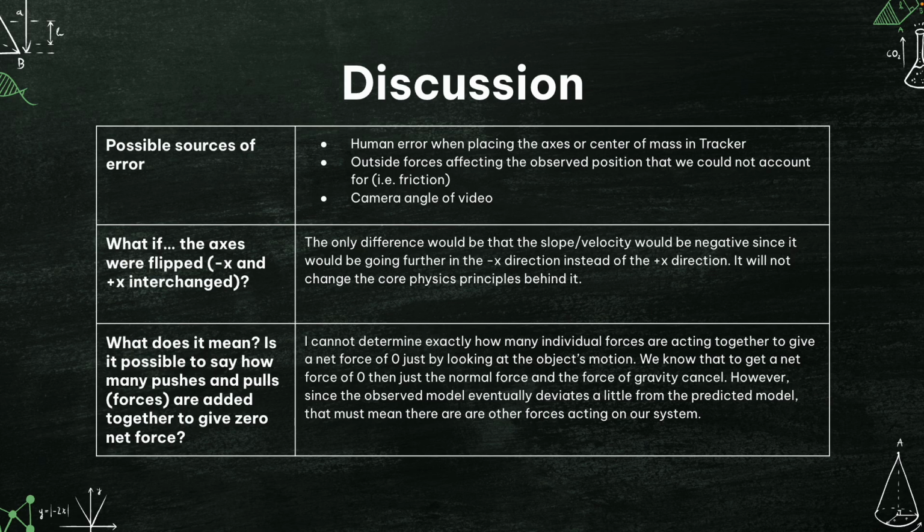And is it possible to say how many pushes and pulls are added together to give the 0 net force? I cannot determine exactly how many individual forces are acting together to give a net force of 0 just by looking at the object's motion. We know that if no other forces were acting on it, then the normal force and the force of gravity would cancel out to give us a net force of 0. However, since the observed model eventually deviates a little from the predicted model, there must be other forces acting on our system that we can't determine.